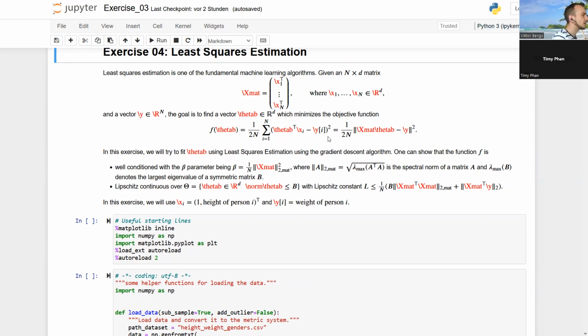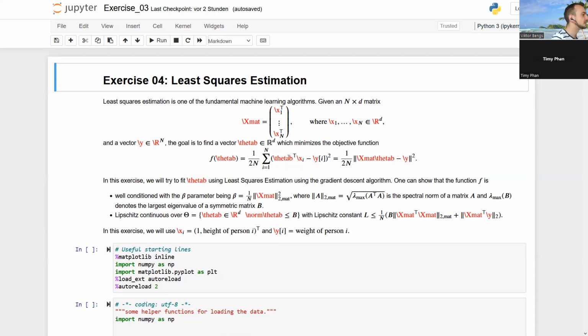So least squares, you see here the squaring, and what you essentially are trying to do is to fit a linear function or a hyperplane through the x values, such that the y values are as close as possible to this hyperplane. This is what we are essentially doing.